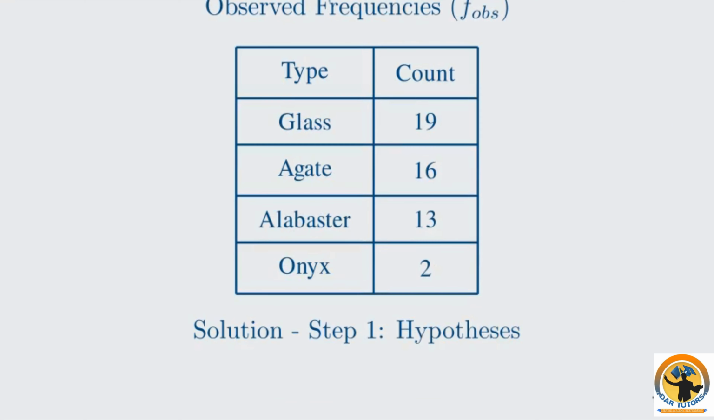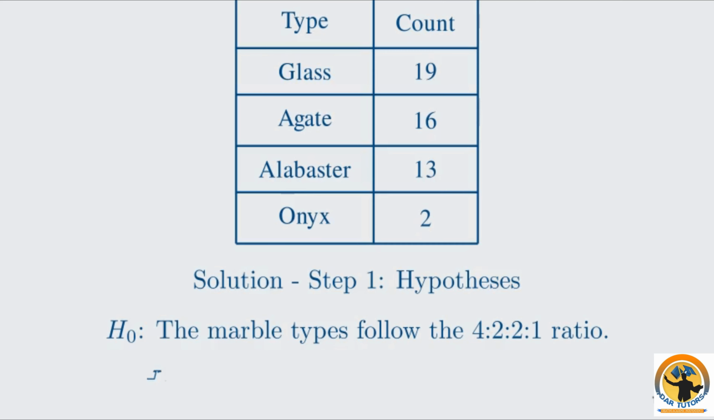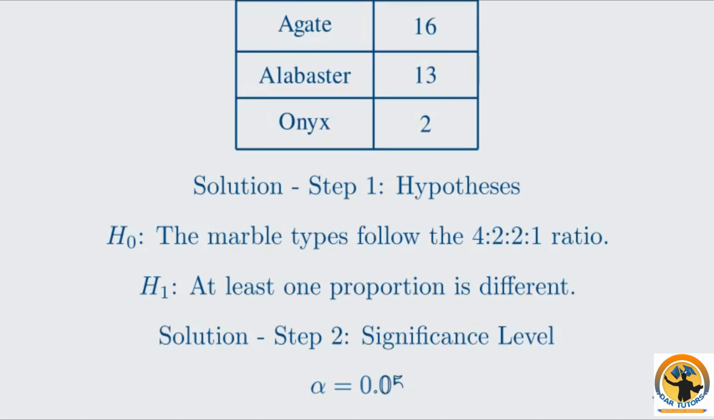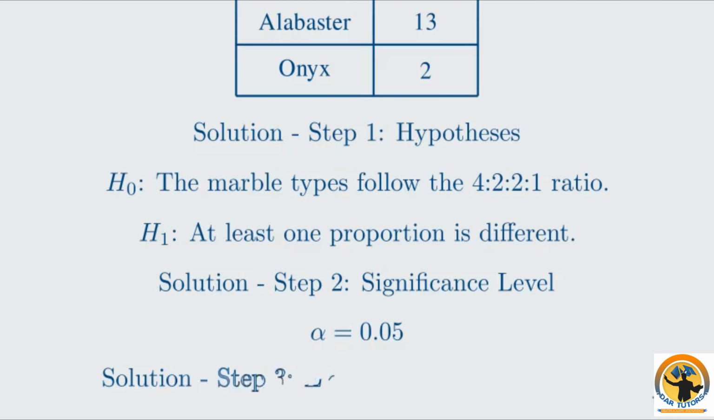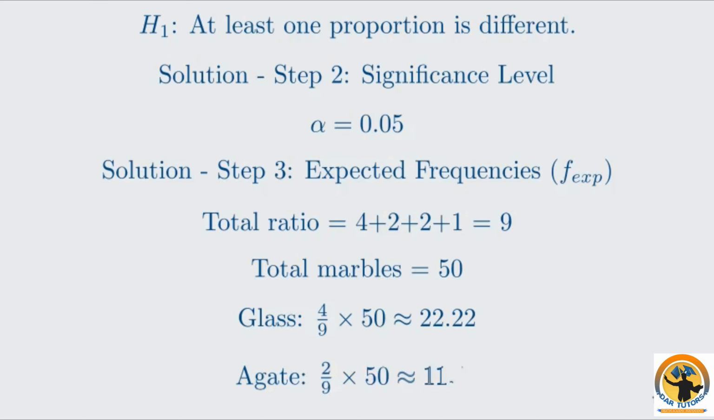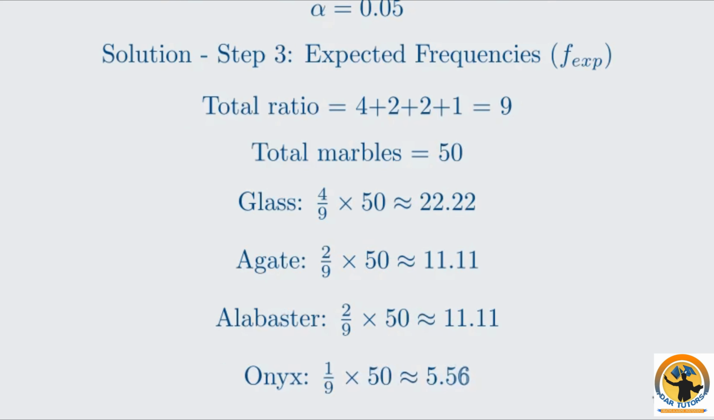The null hypothesis is that the distribution of marble types follows the claimed 4:2:1 ratio. The alternative hypothesis is that at least one of the proportions is incorrect. Step 2 is to state the significance level. The problem specifies a 5% significance level, so α equals 0.05. Next, we calculate the expected frequencies, FXP. The total of the ratio is 4 plus 2 plus 2 plus 1, which is 9. We divide the total number of marbles, 50, according to these proportions.